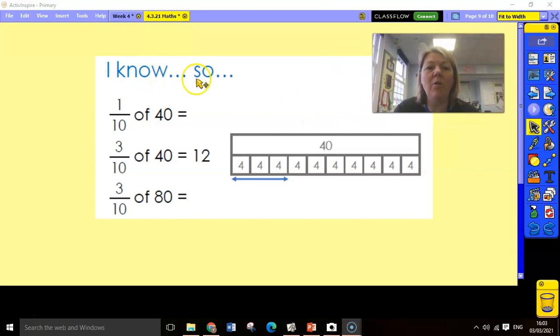It's an I know this, so that helps me know this challenge. Okay, you can see that the bar model's already been done for you here, so a bit of your work has been done. But I can see that I know that 3/10 of 40, here they are, here are the 3/10, are equal to 12. If I know that fact, how does it help me work out this one and this one? How does it help me work out 1/10? How does it help me work out 3/10 of 80? Can you see any relationships between the numbers? The answers will be on the Google Drive.